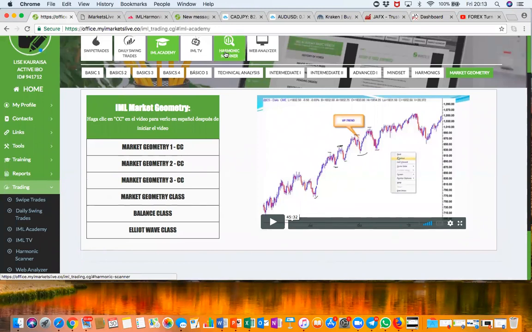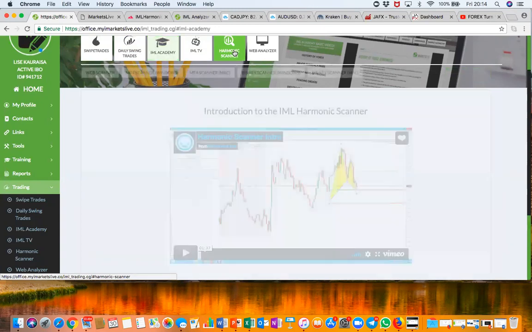Does everybody know how to get to the harmonic scanner? Quickly, on the chat box. Yep, only one yes. Okay, 2 yeses. So, on your back office, where you get your swipe trades, daily swings, and IML Academy, you just click on the fifth one where the harmonic scanner is.